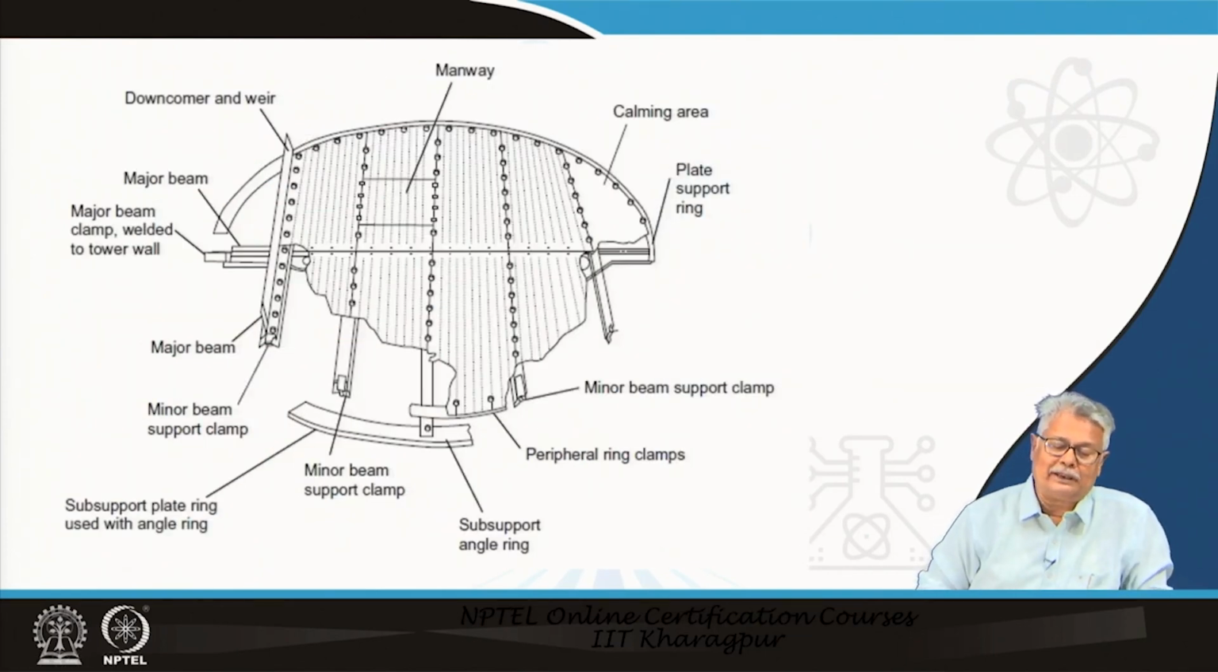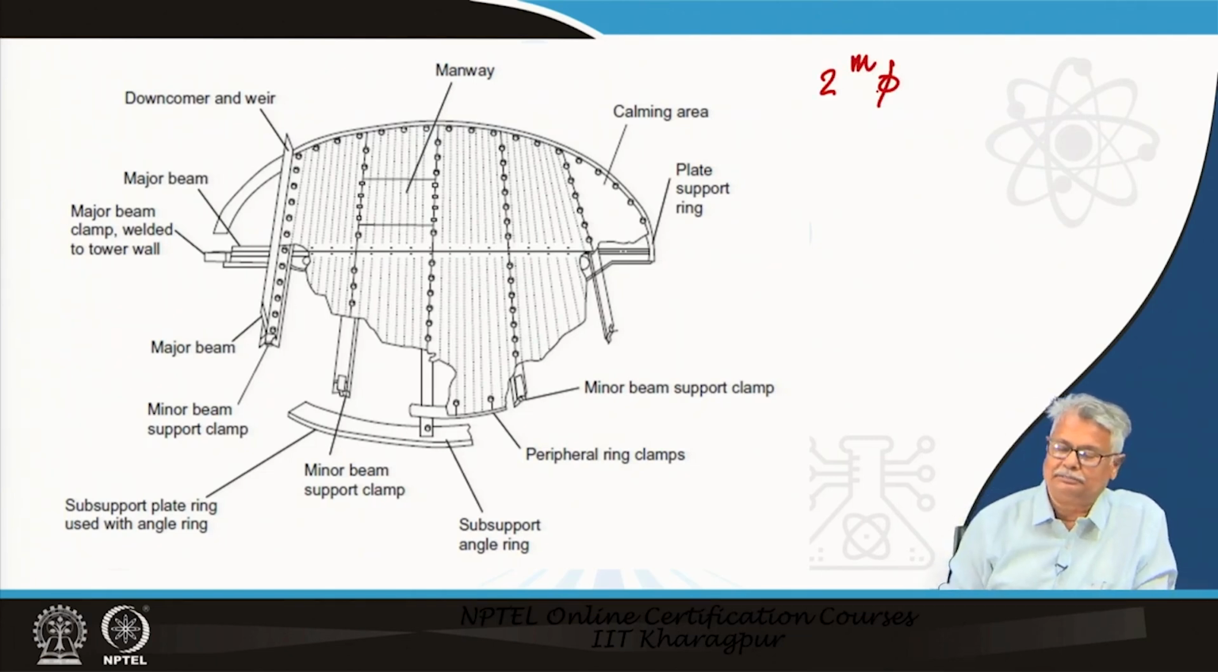Here is what we have in an actual tray. Let us say the tray diameter is 2 meters. It is a 2 meter diameter tray. Now, the first question is, how will we fix the tray? So, what will be there is actually something like this.